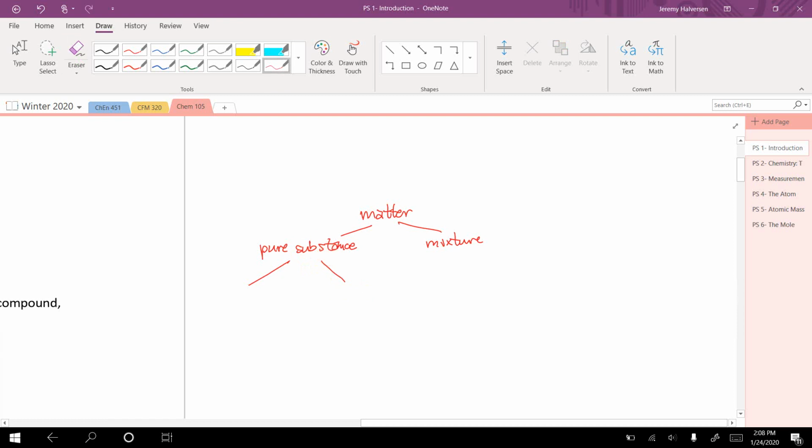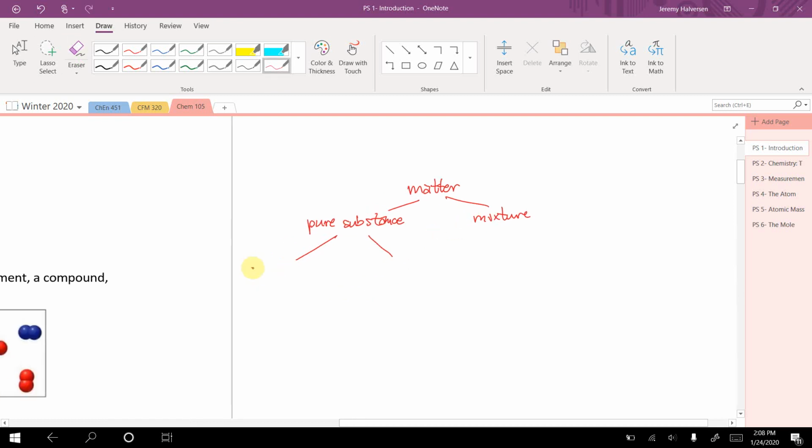But first we can split up pure substance even further and say that we have elements, and we have compounds. So an element, like helium, is an element. Okay, but O2 is also an element. So an element is any time you only have one type of atom. You can have as much of it as you want, but only one type of atom.